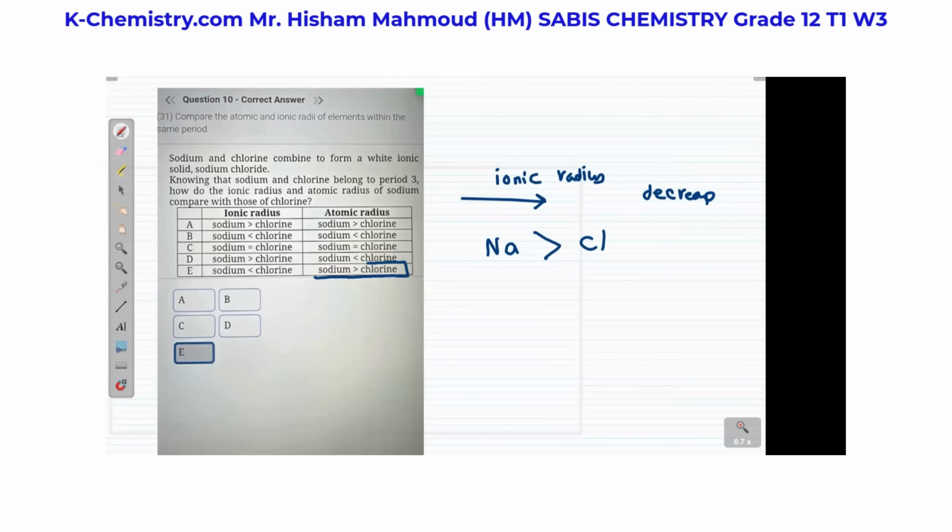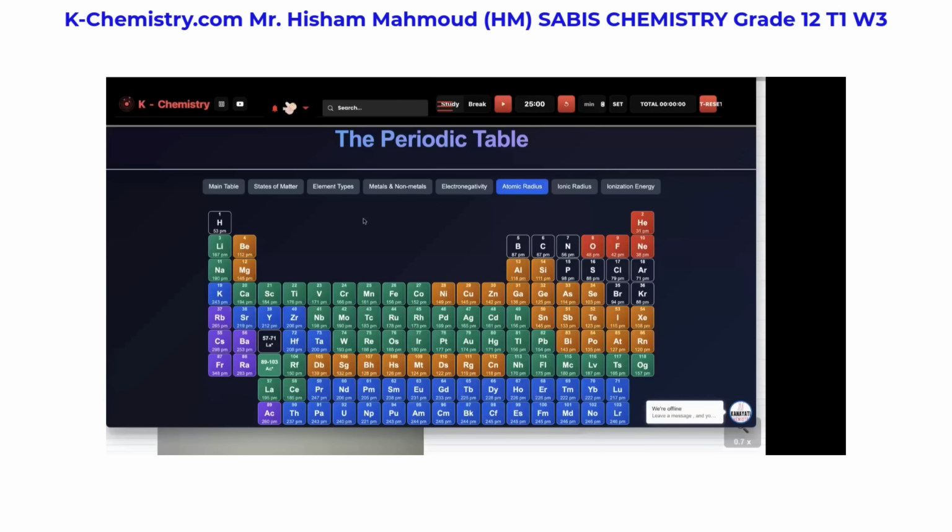Take care, I'm talking about the atomic radius. Did you just write ionic radius? Yes, my mistake. The atomic radius. So we said that as you go to the right, the atomic radius decreases, and as you go down, it increases. So this means that the chlorine is less than the sodium, because chlorine is on the right side of the sodium.